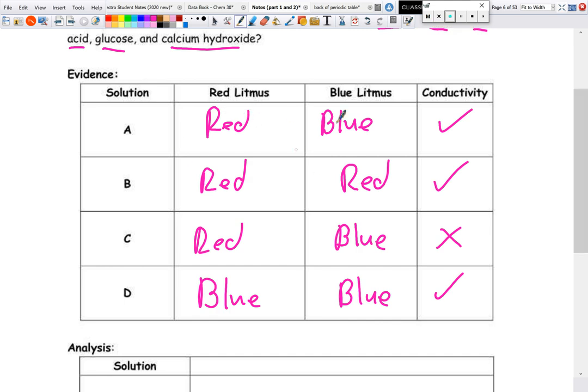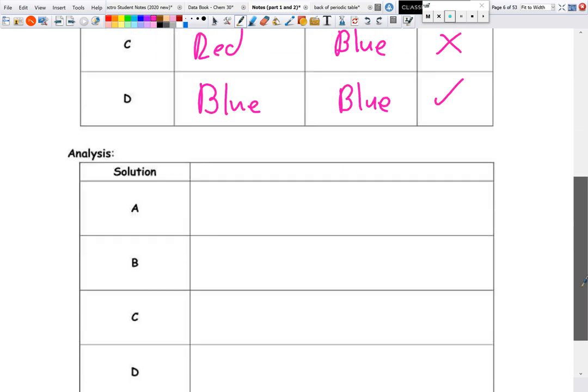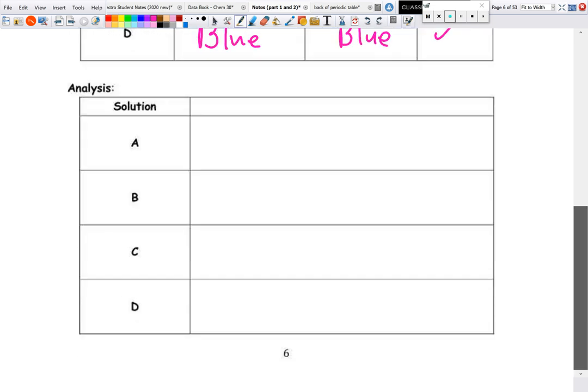So solution A, red litmus stays red, blue stays blue, and it is conductive. Solution B, we have red litmus paper stays red, blue litmus paper turns red, and it is conductive. C, we have red litmus paper stays red, blue litmus paper stays blue, and it is not conductive. And of course D, red litmus paper turned blue, blue litmus paper stayed blue, and it is conductive. So based on those results, which of the compounds are which?